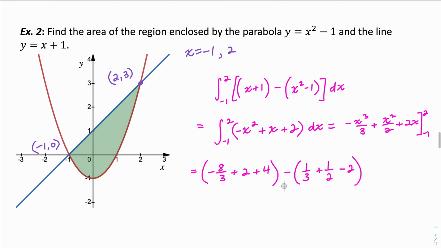And then once you do all of the arithmetic on this, what do you end up with? I think you end up with 9 over 2. So you get 9 halves after doing all of the sums in this. So the area in between this is going to be 9 halves units.